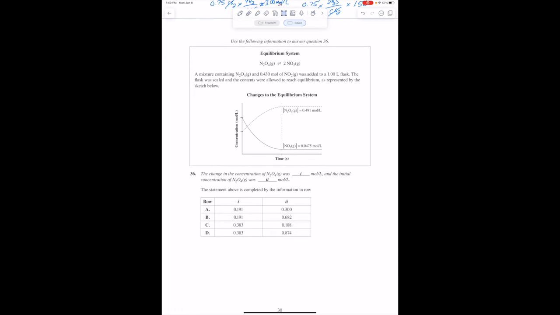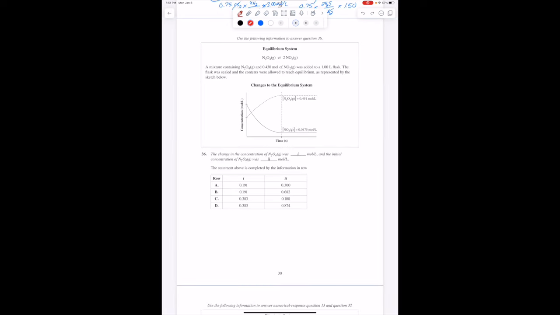Number 30. Okay, let's see here. The change in the concentration of N2O4 was, and the initial concentration of N2O4. Okay, so another ICE table. This one looks a little weird though. So I'm just going to write this down here because it's easier to do this. So N2O4 goes to 2NO2, shall change equilibrium, and it says 0.430 moles of NO2.